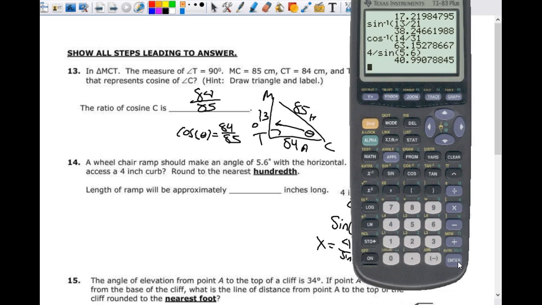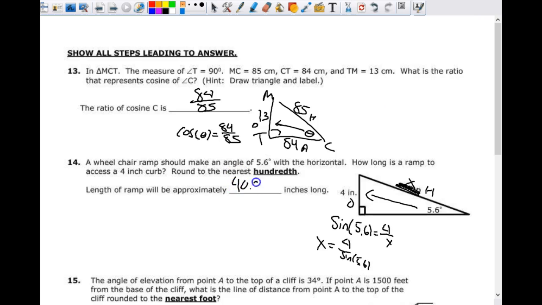.99 inches long. Why is that so long? Because this angle is so narrow. 5 degrees is barely any degrees at all. It's like that much. So that's why that ramp is so long.